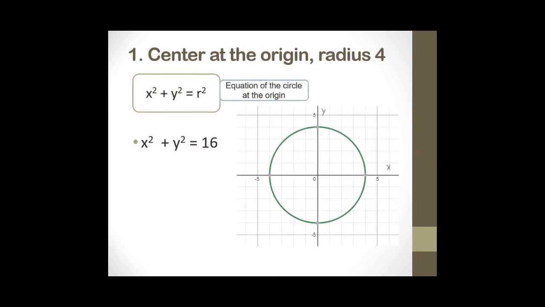Let's have number 1. Center at the origin, radius 4. As you have noticed, on the origin, the formula for the equation of the circle is x squared plus y squared is equal to R squared. So in here, the standard equation of the circle is x squared plus y squared is equal to 16. Now, here is the graph of the circle.